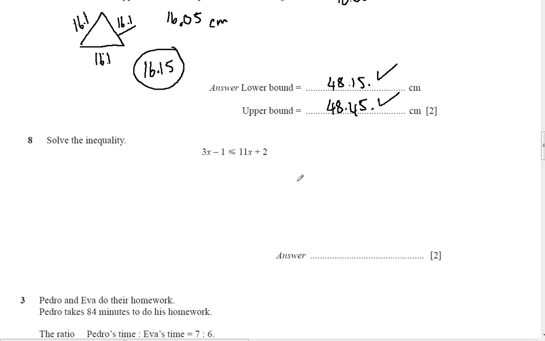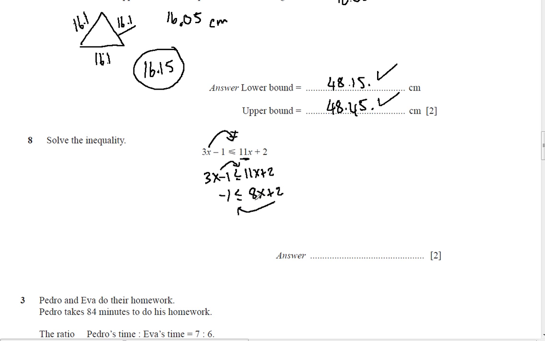Number 8, solve the inequality. We're just going to imagine that this is the same as what we do with an equal sign. But remember, if you multiply by a negative number, the sign will swap around. So let's solve for x. Since we've got more x's on this side, I'm going to take the 3x to the right hand side first. So we'll say 3x minus 1 is less than or equal to 11x plus 2. We'll take the 3x to the right. It's going to become negative 1 is less than or equal to 11x minus 3x, which is 8x, plus 2.